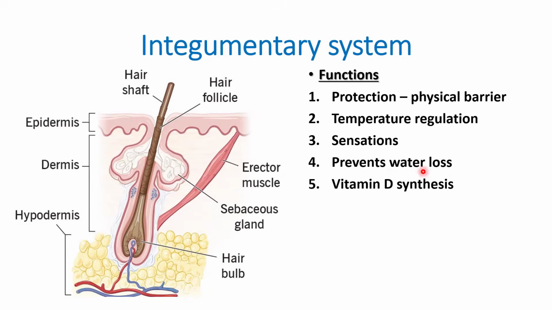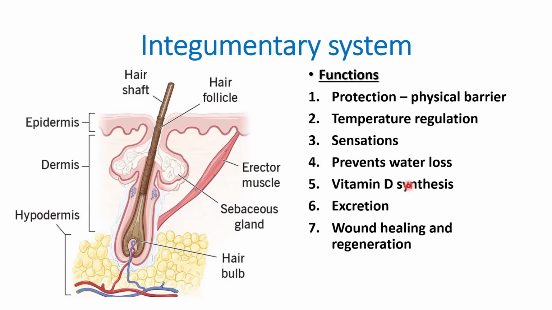Then vitamin D synthesis, which starts initially in the skin, then goes to the liver, then finalizes in the kidneys. That's vitamin D synthesis. Excretion, of course, sweat glands help in that regard, cooling the body. Remember also, sweat will contain nitrogenous components, which will be excreted through the skin.